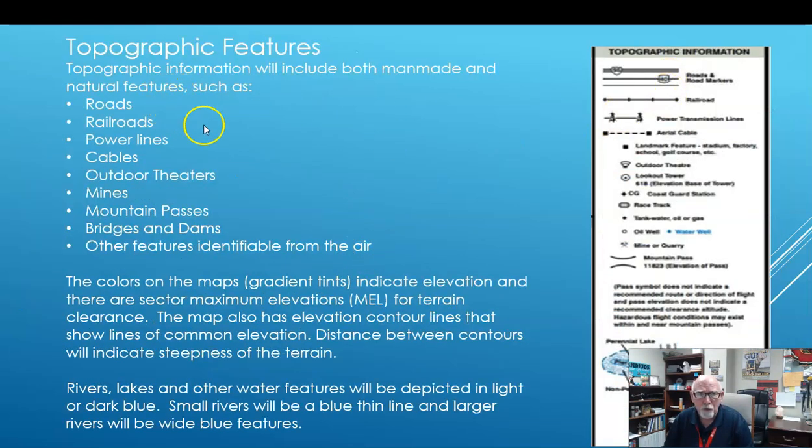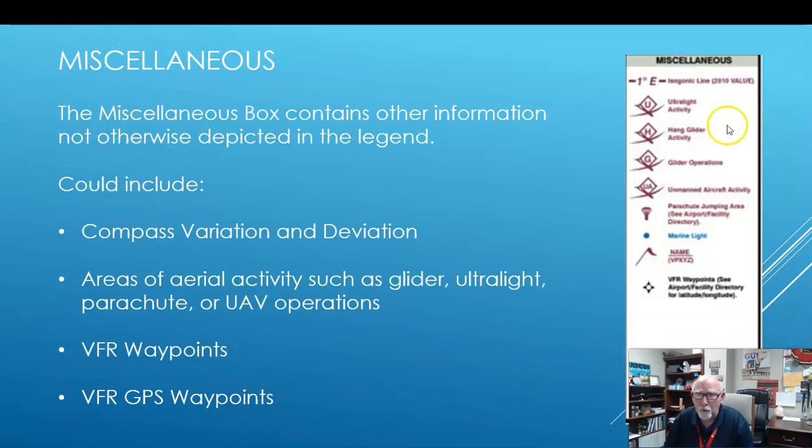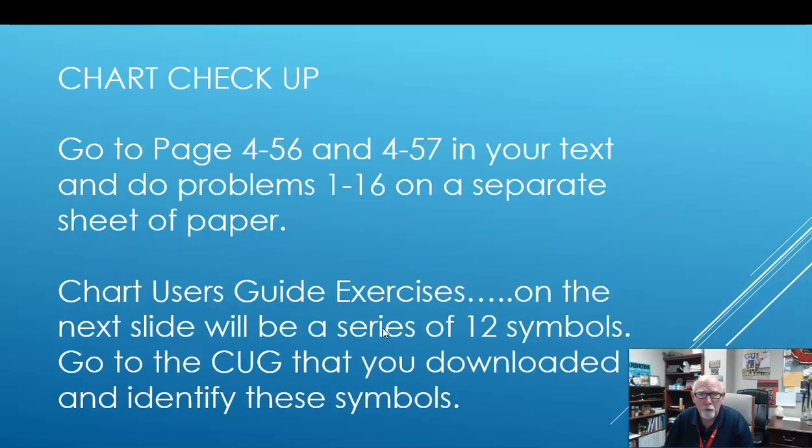Topo features, again, they're going to have roads, railroads, power lines, cables, outdoor theaters, all kinds of things that you can see from the air. And the colors on the map will indicate the elevation. You'll see rivers, lakes, and other water features, of course, will be in blue. Miscellaneous would be any other activity that can affect aviation. It will tell you the compass variation. Deviation will actually be in the airplane. Areas of aerial activity and VFR waypoints, GPS waypoints.